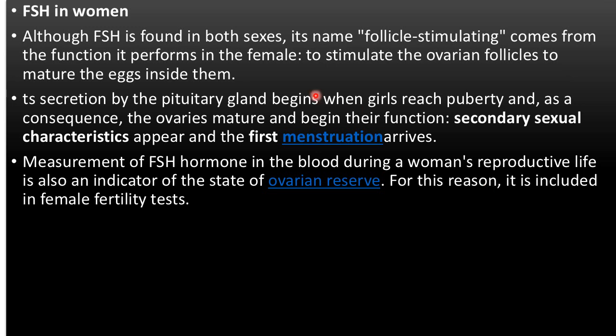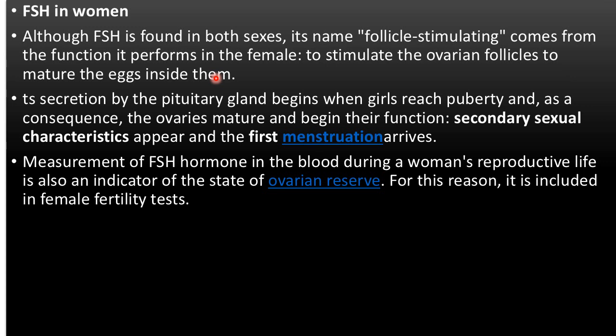Now we talk about the function of this hormone in the female. Although FSH is found in both sexes, its name is actually derived from follicle stimulating. It comes from the function it performs in the female, to stimulate the ovarian follicle to mature the egg inside it. The female ovary contains a special type of cell called follicular cells. FSH stimulates the follicular cells and matures them. So the name of this hormone comes from follicle stimulating.